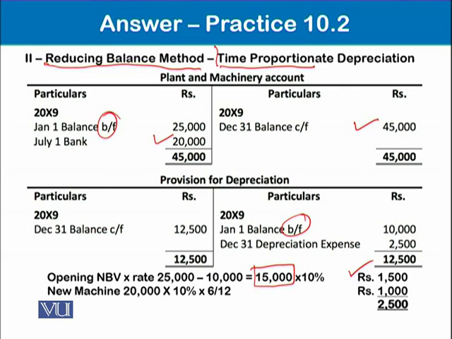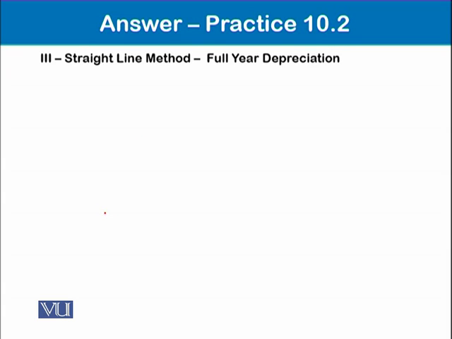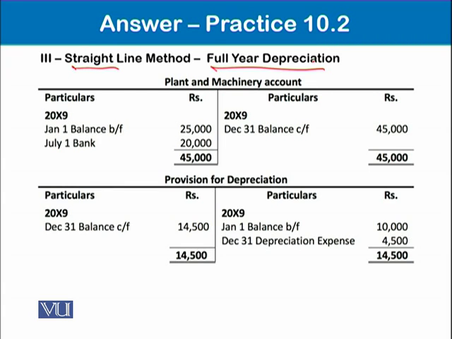But since it is now a time proportionate base and we purchased this asset 6 months ago from the closing date, so it remained with us 6 months, 6 by 12. Okay, so 6 by 12 will give us 1,000. So total amount of 2,500 is our depreciation expense for the year. So closing balance of provision for depreciation is 12,500. Next is straight line method with full year depreciation.